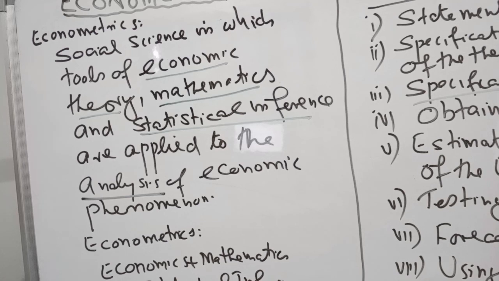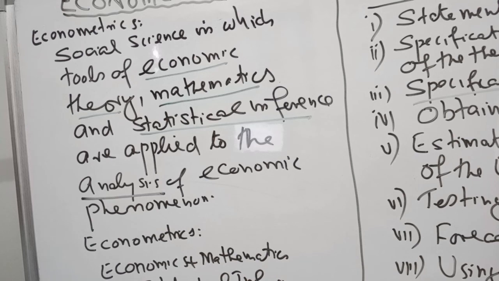It is a social science in which tools of economic theory, mathematics, and statistical inference are applied to the analysis of economic phenomena. That is a quantitative analysis. It is used for understanding economic theory, for analyzing economic theory, for predicting the future course of events, and for policy formulation. So mathematics and statistics play a vital role in analyzing economic data.